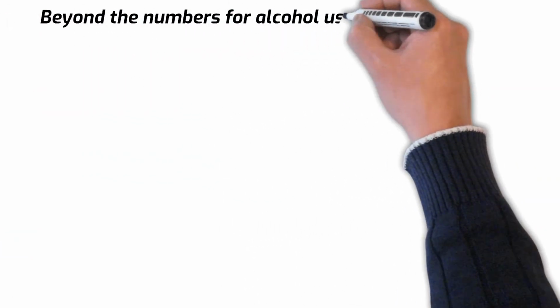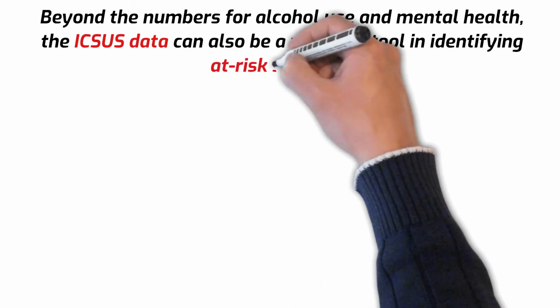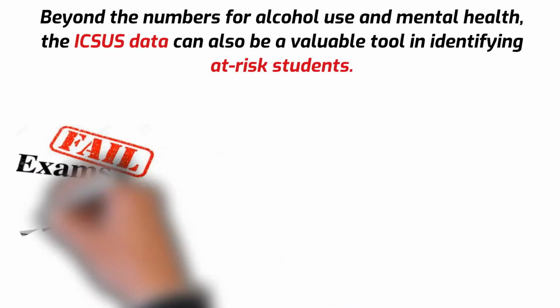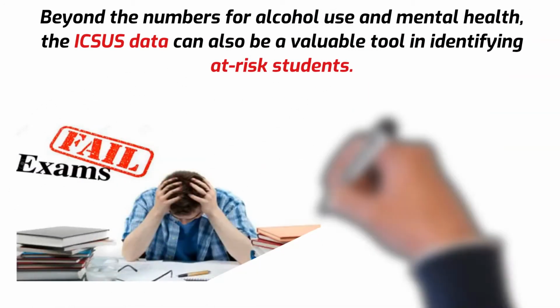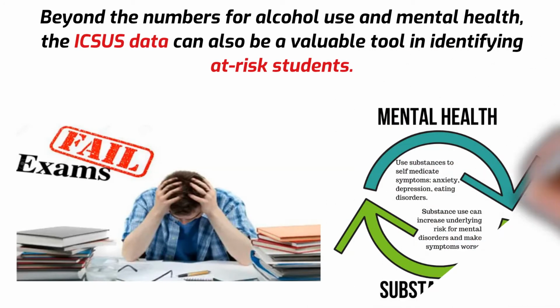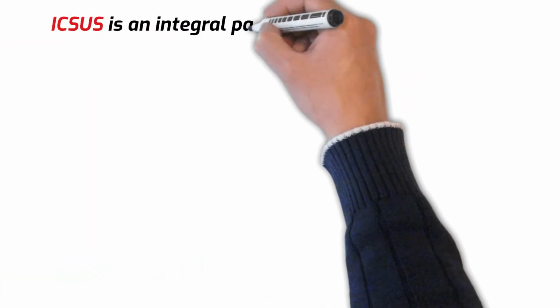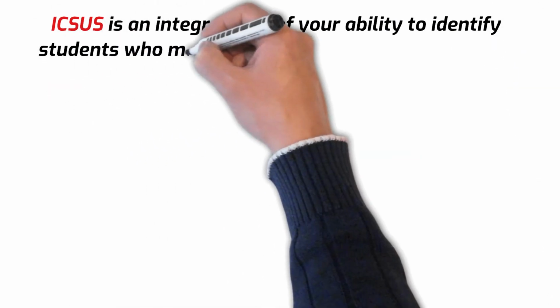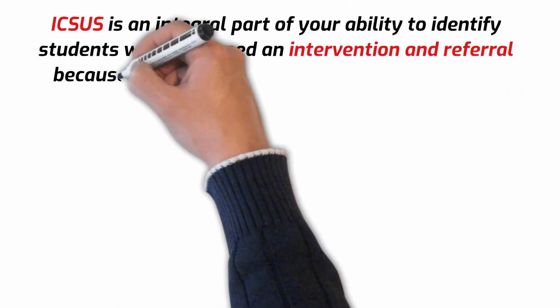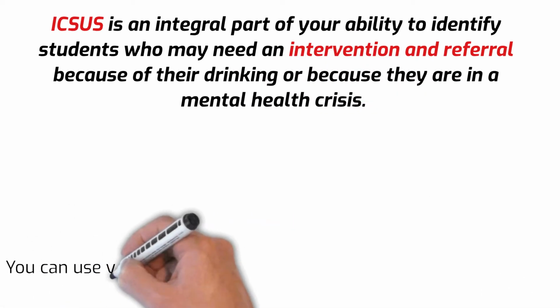Beyond the numbers for alcohol use and mental health, the ICSUS data can also be a valuable tool in identifying at risk students. These can be students who are academically at risk of failing a class or even a semester, and students who are at risk for increased mental health issues because of their substance use. ICSUS is an integral part of your ability to identify students who may need an intervention and referral because of their drinking or because they are in a mental health crisis.